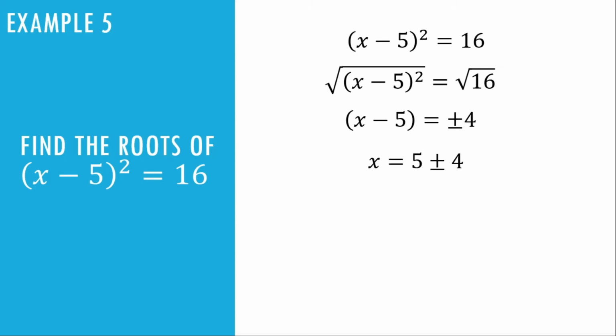So, magkakaroon tayo ng dalawang value dyan. Yung isa, 5 plus 4. Yung isa naman is 5 minus 4. So, yung 5 plus 4 is equal to 9. Tapos, yung 5 minus 4 naman is equal to 1. So, yung dalawang yan, yung magiging roots ng ating equation.